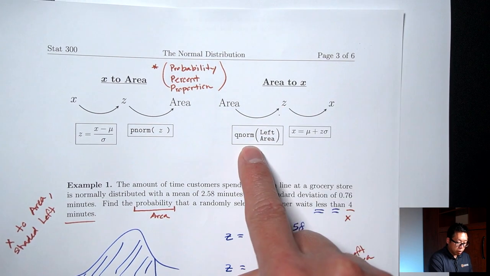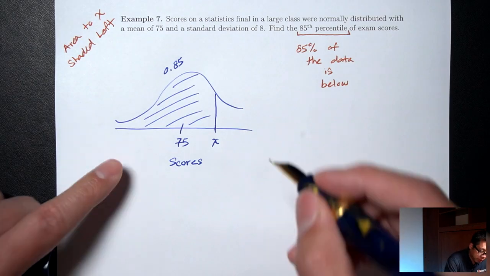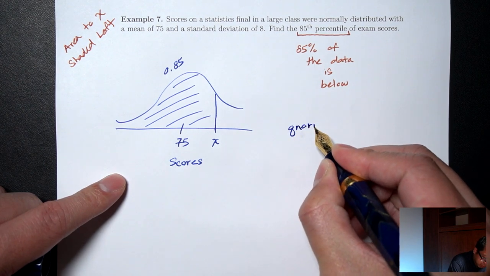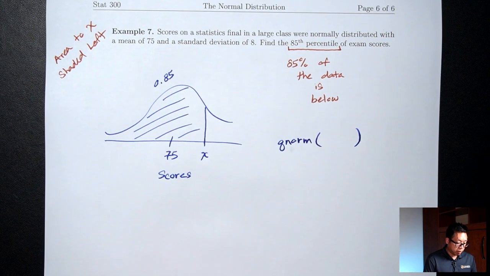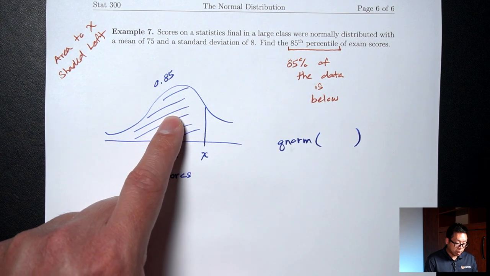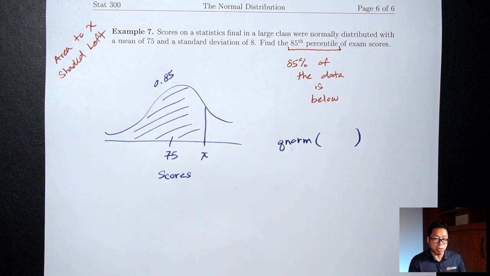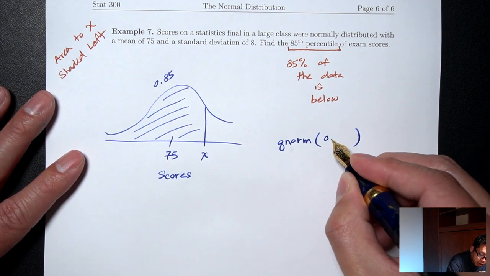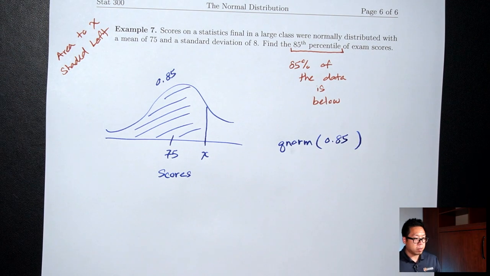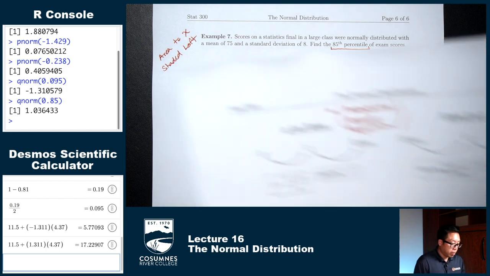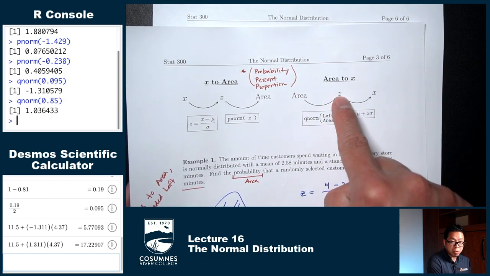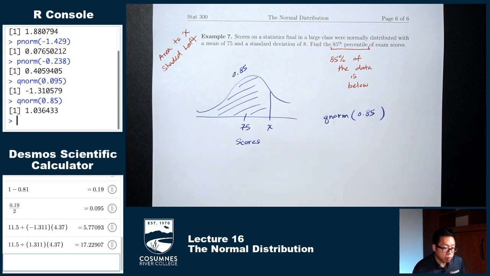First thing I need to do is do a qNorm left area. Okay. The left area of this picture, so left area is the shaded part. The area of this shaded part is 0.85. Okay, so that's already the left area, so I don't have to do anything to it. All right, so let's go to R. qNorm of 0.85. Okay, 1.036. So qNorm gets you from area to Z, so that's a Z. So Z here is 1.036.